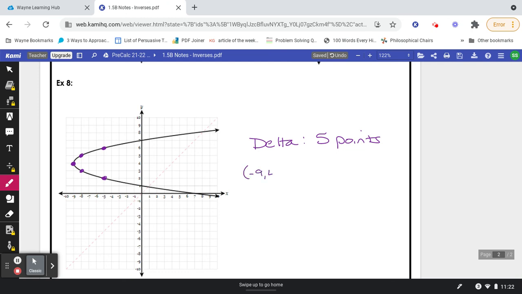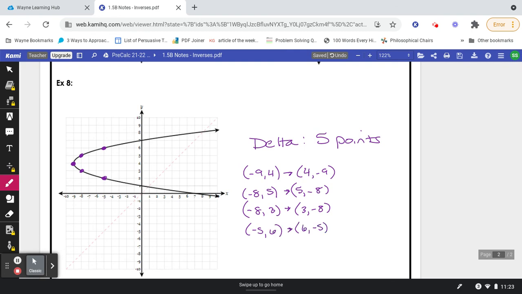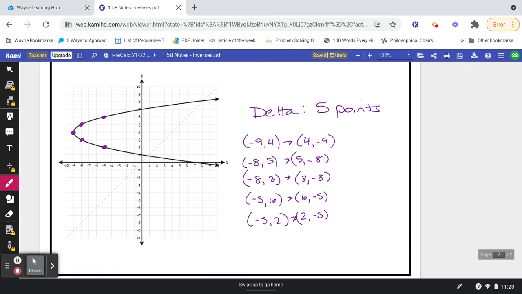So -9, 4 becomes 4, -9. -8, 5 becomes 5, -8. I'm going to do these in a slightly different order than I did the one up above. But any order is going to be fine as long as you have all the points. -5, 6 becomes 6, -5. And -5, 2 becomes 2, -5. If you start off with a parabola, your answer should also be a parabola. You're not going to go from an inverse parabola and then draw a line all of a sudden.